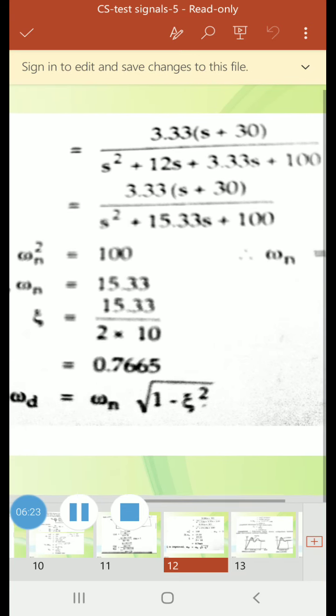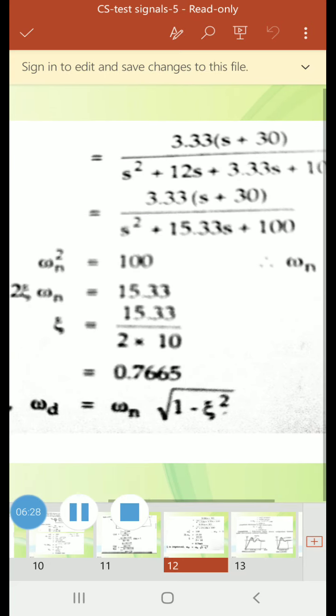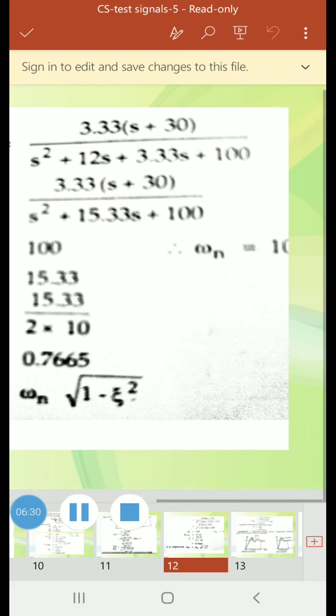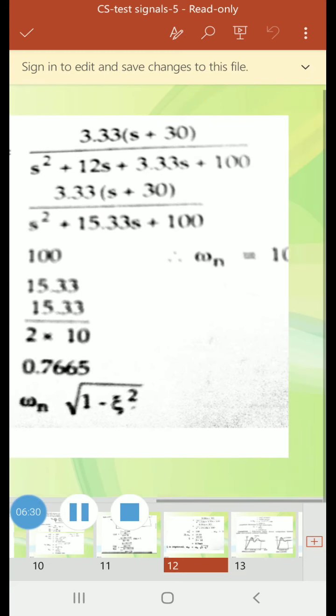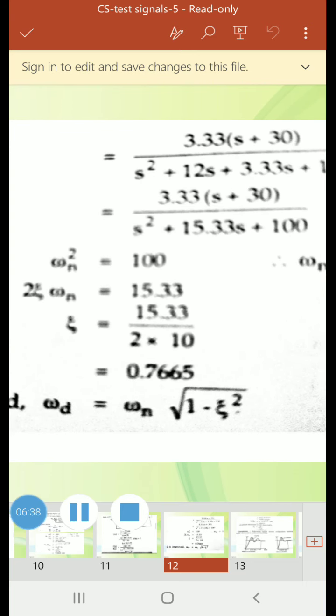Again comparing with the standard form of C(s) by R(s), we can write omega n square is 100. So omega n will again come 10. Two times damping ratio into omega n is equal to 15.33. So we can find the damping ratio after substituting: 15.33 by 2 into 10, which is 0.7665 damping ratio.